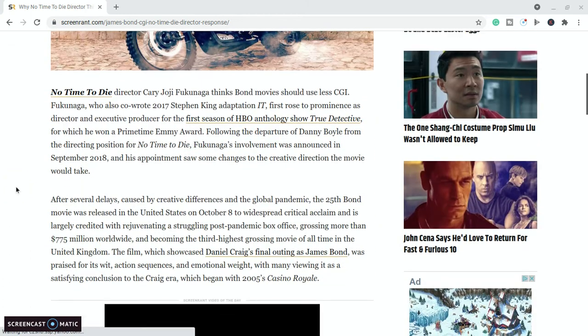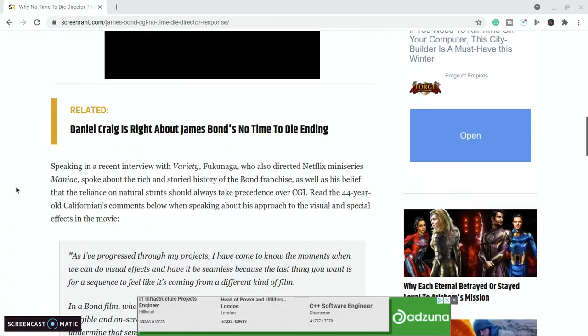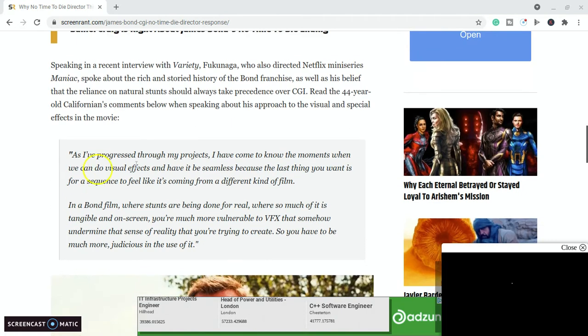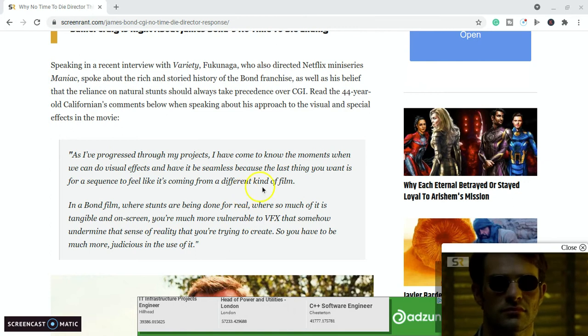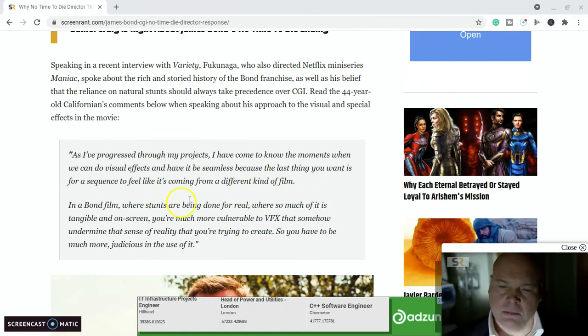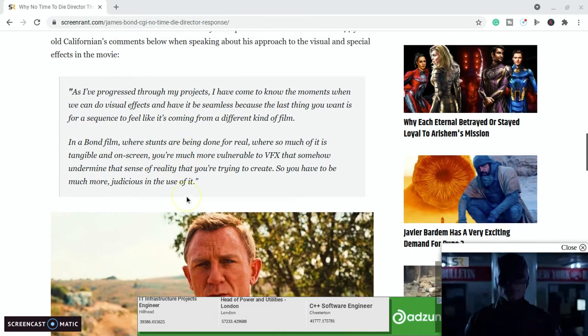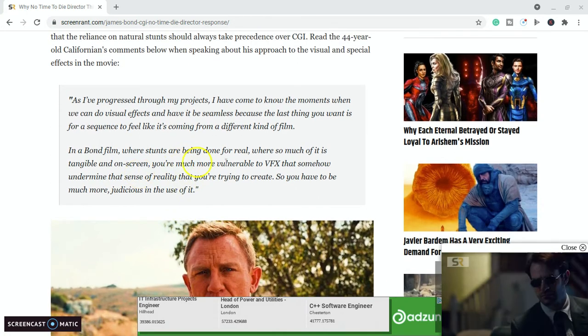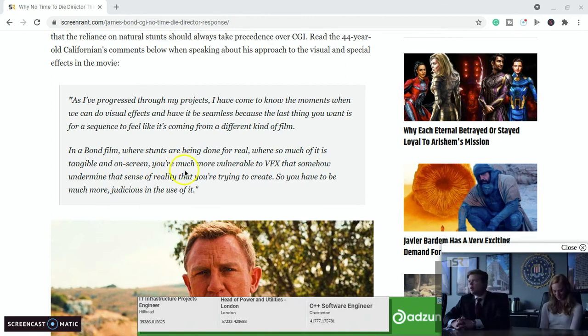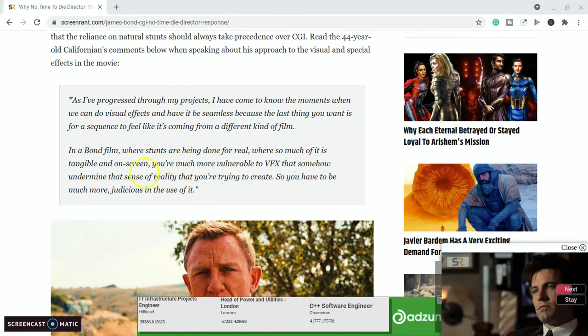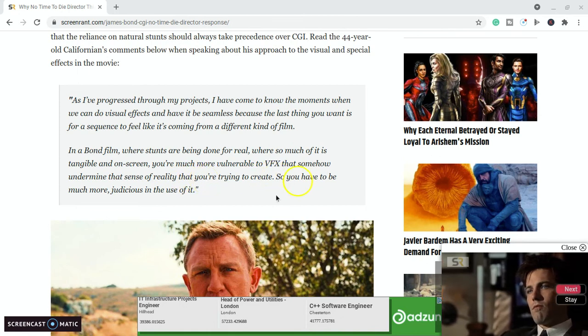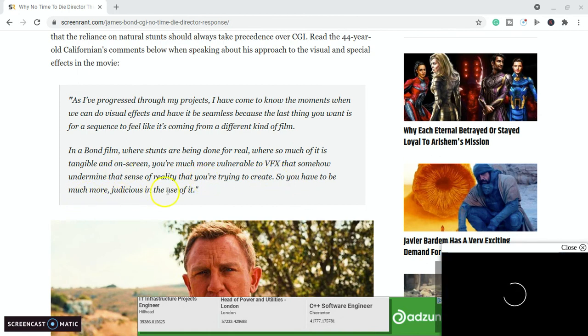But let's just go into what he says. It says, as I progress through my projects, I've come to know the moments when we can do visual effects and have it be seamless, because the last thing you want is for a sequence to feel like it's coming from a different kind of film. In a Bond film, where stunts are being done for real, so much of it is tangible and on screen, you're much more vulnerable to VFX somehow undermining that sense of reality that you're trying to create. So you have to be much more judicious in the use of it.